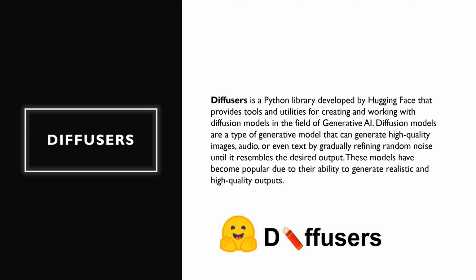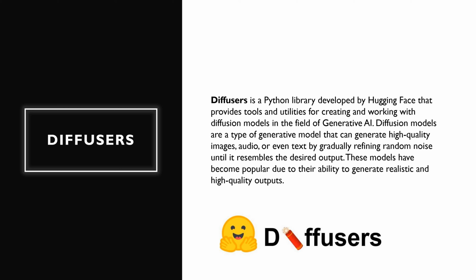So what is diffusers? Diffusers is a Python library developed by Hugging Face that provides a set of utilities for creating and working with diffusion models in the field of generative AI. Diffusion models are a type of generative model that can generate high quality images, audio, video, even text. These models have become popular due to their ability to generate realistic and high quality outputs. So how does it work? We will see in this example.